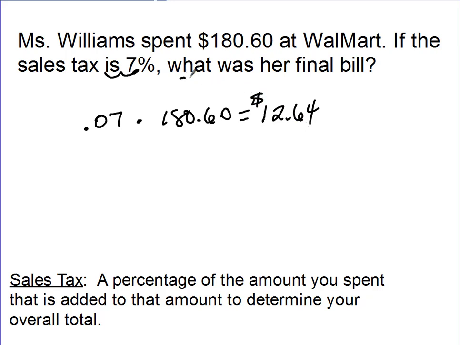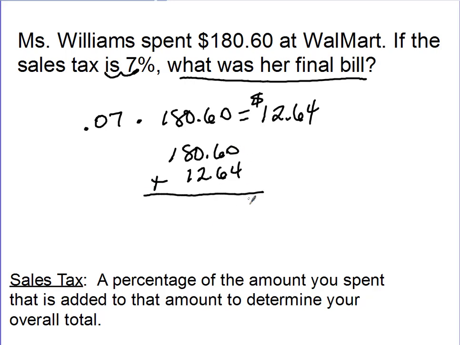But does that answer my question? No, it doesn't, because my question is, what is her final bill? So we take the amount that it added up to be, her subtotal, and you're going to add the sales tax to that. So when we add this together, you end up with 4, 12, carry the 1, 3, 9, 1. So their total bill was $193.24. So for tip and sales tax, you find the percentage and you add that to your overall total.